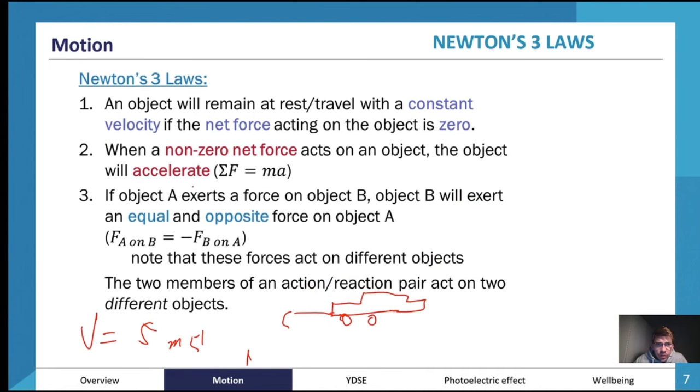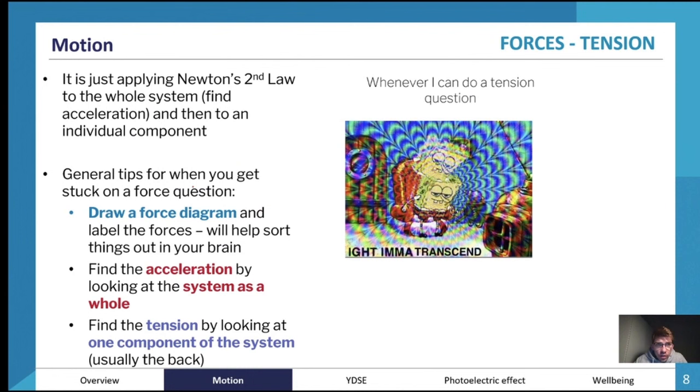The hardest part is dealing with tension. Now, tension is kind of applying Newton's second and third law, where you find acceleration and you apply it to an individual component. General tips when you get stuck on a force question: draw a force diagram and label the forces. It will help sort things out in your brain. Find the acceleration by looking at the system as a whole, and find the tension by looking at one component of the system.